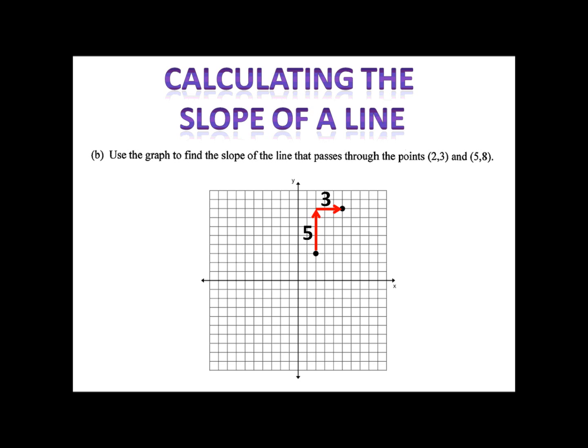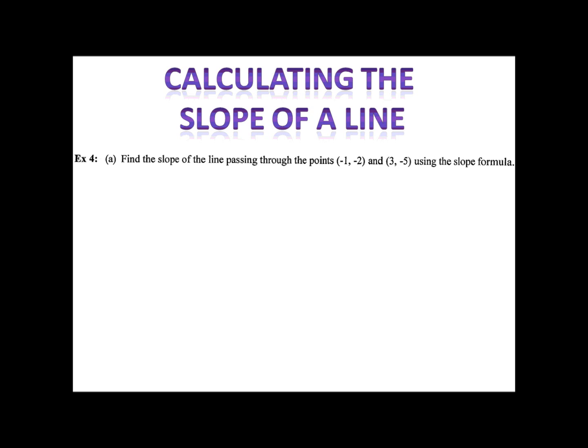The second example, they'd like you to find the slope of the line that passes through the two given points. Please remember to write the slope formula down, identify your x1, y1, and x2, y2, and then calculate the slope. Then come back here and let's see how you did.